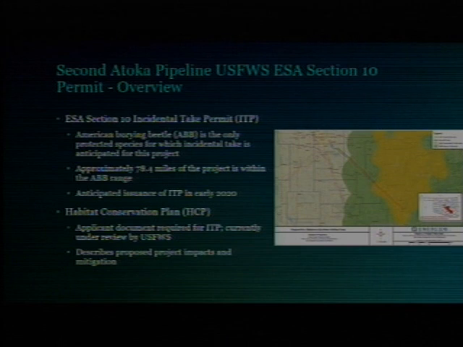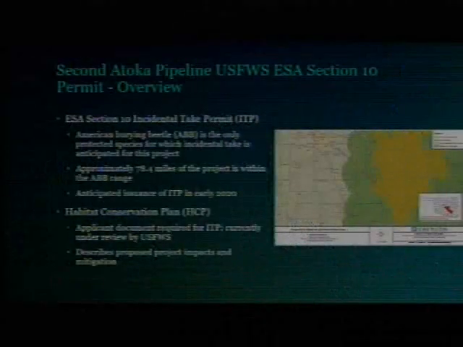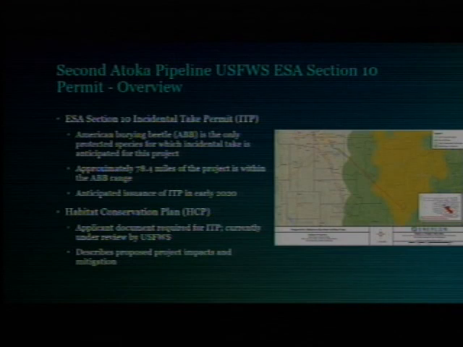That will allow us to go ahead with construction without worrying about the beetle, as long as there's mitigation credits bought within that permit. In order to get the permit, we have to come up with an HCP, which is a habitat conservation plan. And Intercon Services is assisting us in creating that HCP, which describes the amount of impact, what kind of impacts the ABB's habitat will have along the Atoka pipeline during construction. It's currently under review by the U.S. Fish and Wildlife.